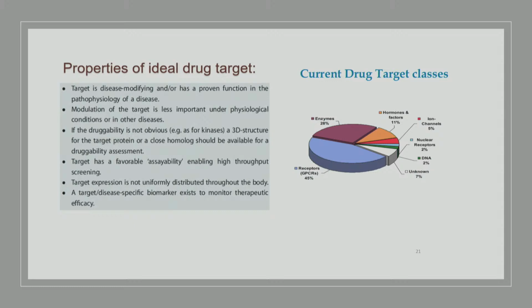And the target has a favorable assayability. In case there is no assay to detect the activity of a drug molecule, it is useless. Target expression is not uniformly distributed throughout the body. For example, if the target is present in normal cells as well, then it is very difficult to target such kinds of targets. And moreover, a disease-specific biomarker should exist to monitor therapeutic efficacy. Apart from this, there are several biochemical targets. Among all the drug targets, G protein coupled receptors make up 45% of drug targets, followed by enzymes and hormone factors.